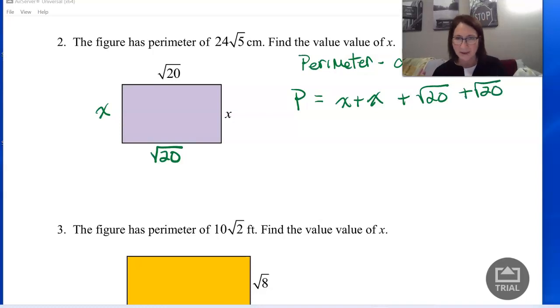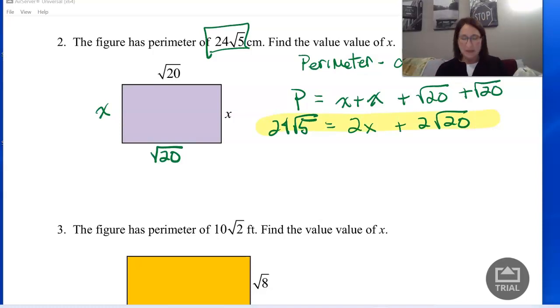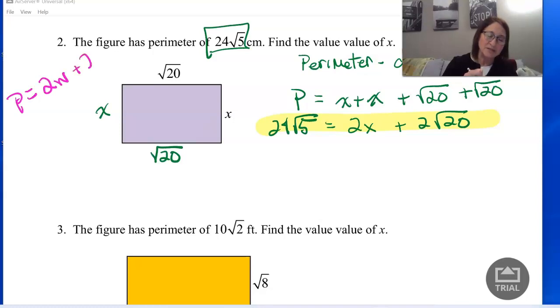Absolutely. And then you combine your like terms and you've got 2x plus 2 of those square roots of 20. That's your perimeter, which they gave you as 24 root 5. Now, most people would start right there at that line. Because when you're thinking about perimeter, you always think of it as being 2 of the widths plus 2 of the lengths. And x can represent your width and root 20 can represent your length. If you put those in opposite order, it doesn't matter.